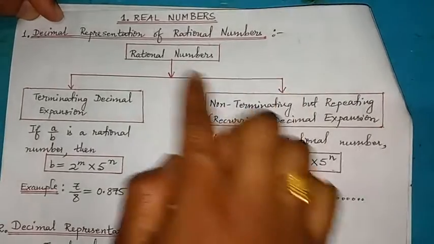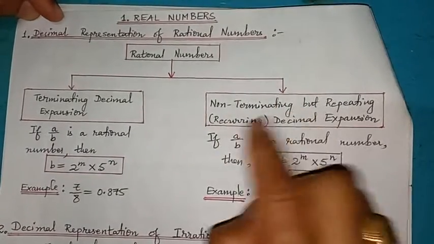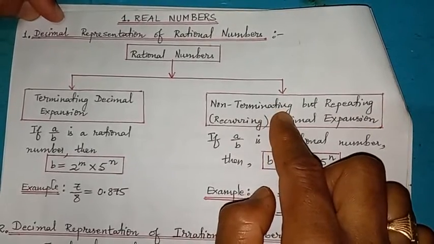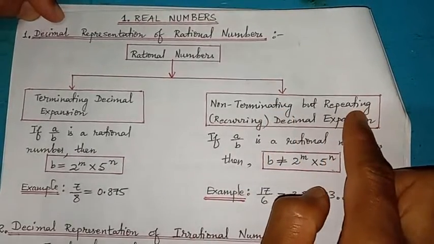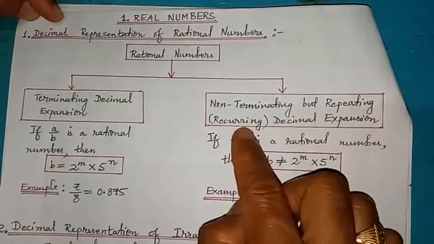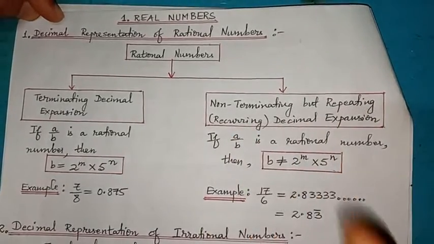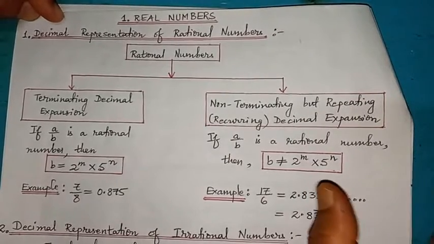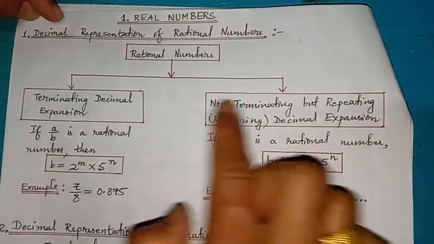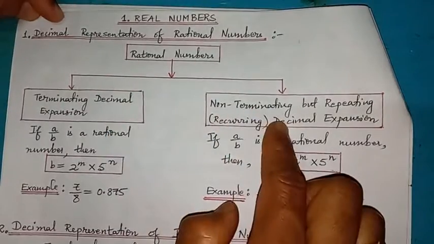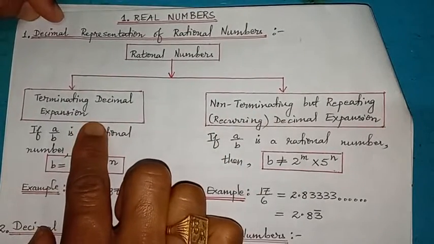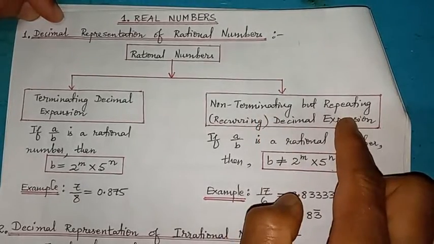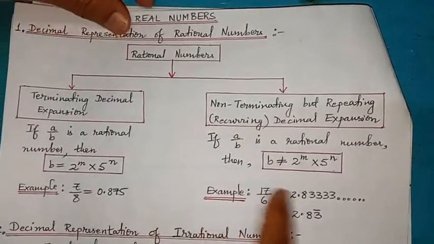The other decimal form of rational numbers is non-terminating, meaning the decimal form is not ending, but repeating. There's a recurrence of a particular digit or a particular group of digits. So these are the two decimal forms rational numbers have: either terminating, having an end, or non-terminating, no end, but repeating, recurring. So what are the conditions?